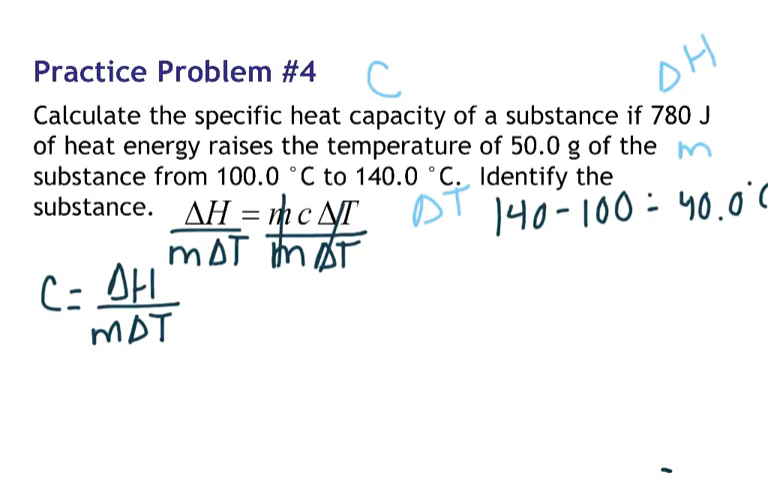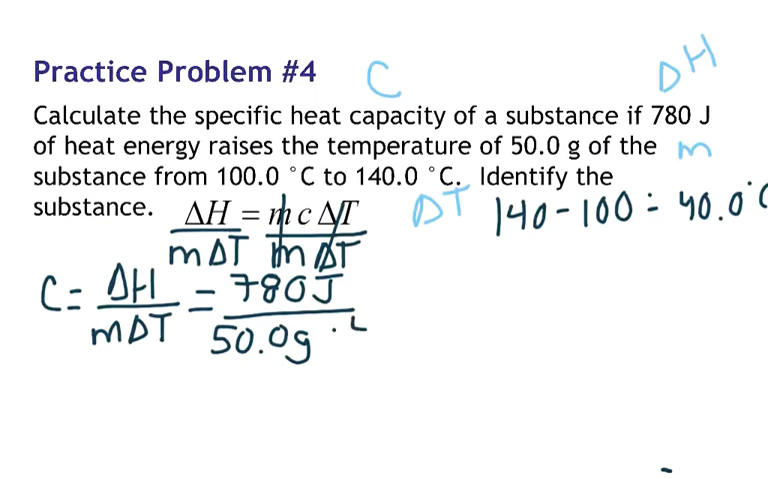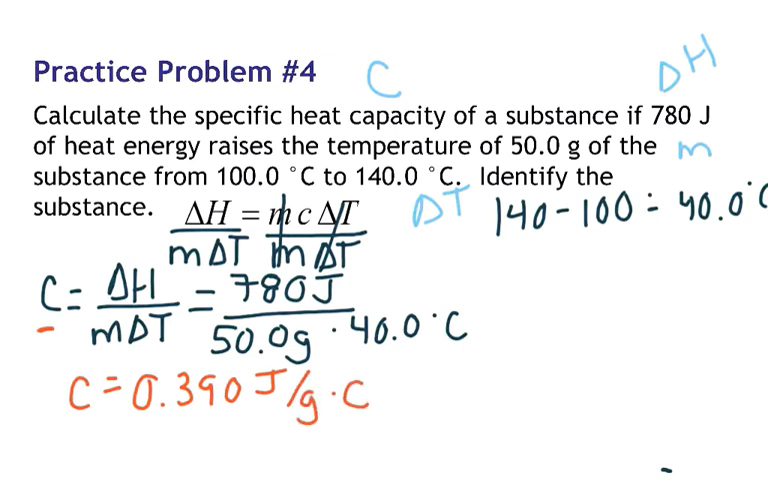So I'll just go back and plug and chug. If you look above, we said that 780 was our delta H, so 780 joules. The mass we were given was 50 grams. And then we just calculated our delta T to be 40 degrees Celsius. So notice nothing cancels out this time, and that's actually good because remember, C is a ratio. So if we do our math, you'll get that C is going to be equal to 0.390 joules over grams times degrees Celsius.